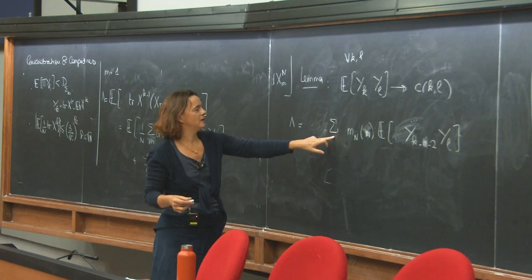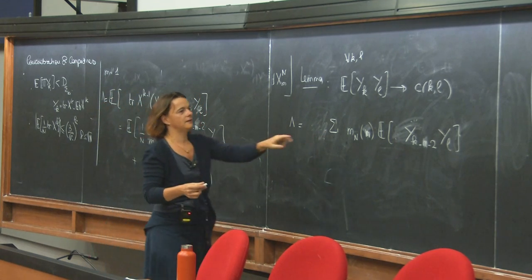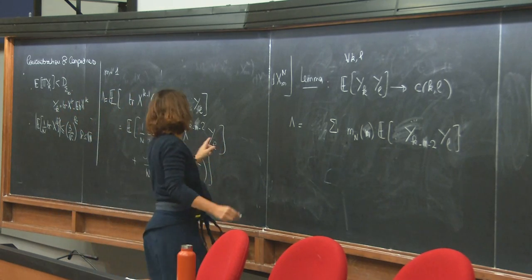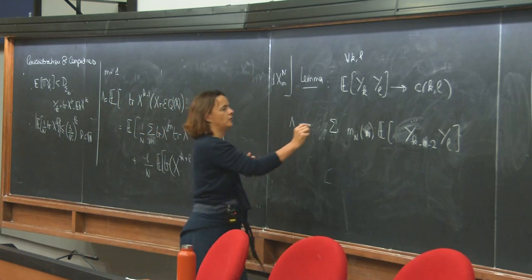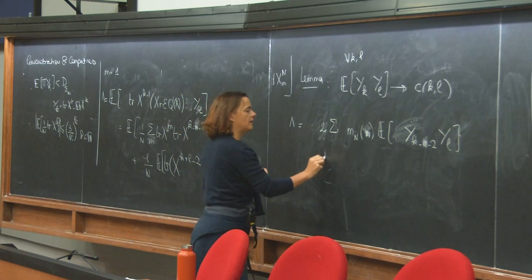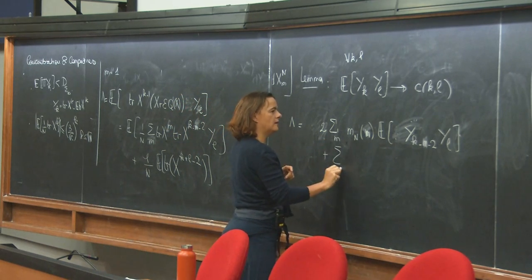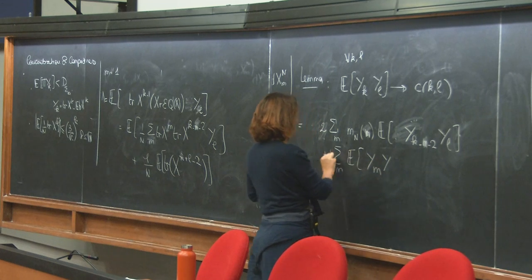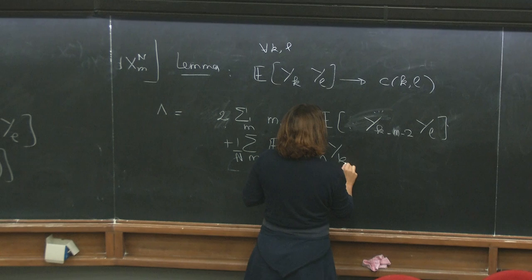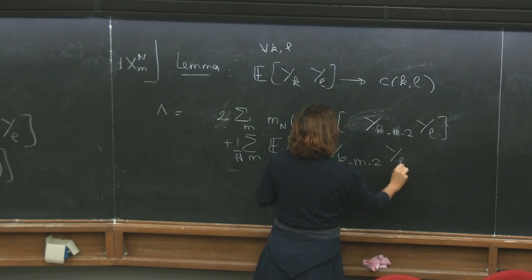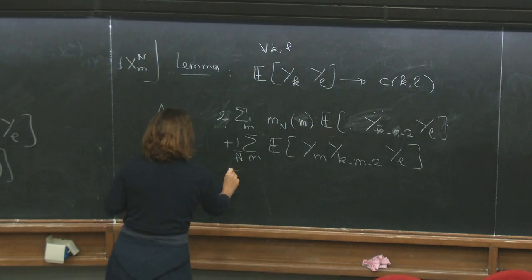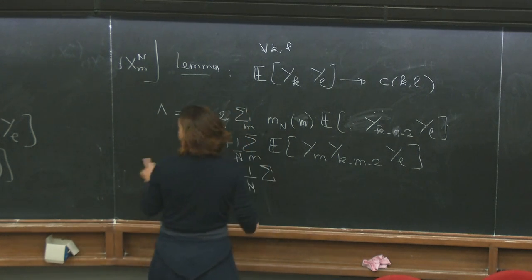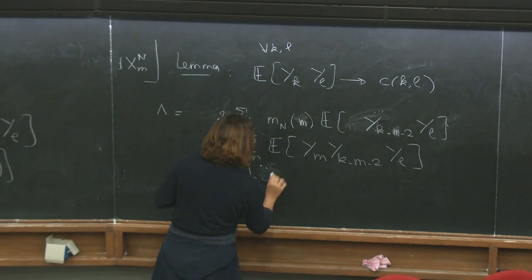Okay, anyway, so when I recenter, I will get this guy. When I recenter this one, I have the same thing, but it's symmetric, so I have two of them. And then what I get is the sum over m, and this time I have the product of the Y's, Y_m, but I have 1 over N, and then I have this guy.